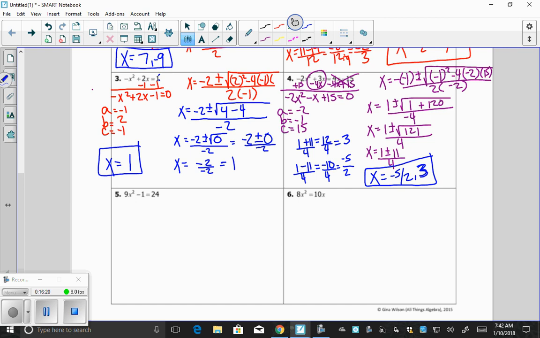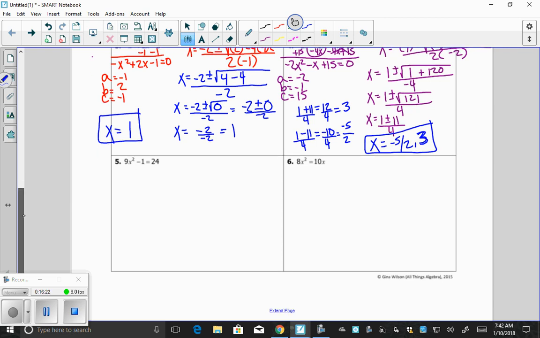Number 5. On number 5, you still have to move the 24 over. So I'm going to subtract 24 from both sides, so that I get 9x squared. Well, I don't have an x, so I don't have to write it. And then I have negative 1 minus 24, which is going to give me negative 25 equals 0. I still label my A, B, C's.